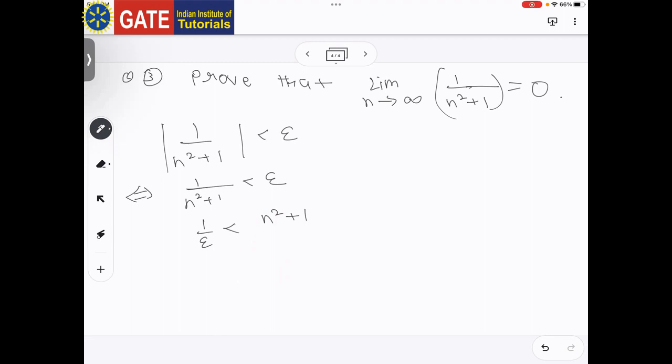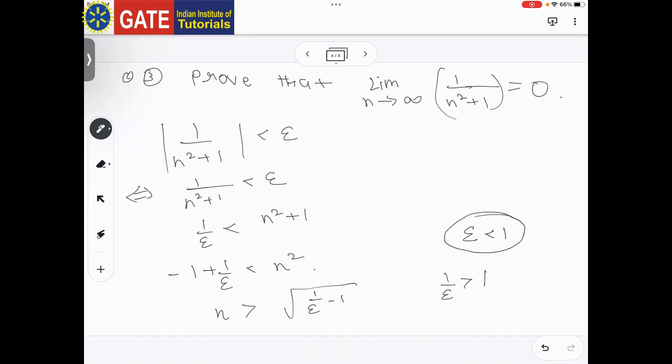Sir, 1 minus epsilon, you took the 1 to the other side. Yes, so 1 by epsilon minus 1 is less than n square. So then n is always greater than the square root of 1 minus epsilon by epsilon. Okay, so n is greater than square root of 1 by epsilon minus 1. But you have to choose your 1 by epsilon to be greater than 1. So your epsilon has to be less than 1. Then only this will hold. But if your epsilon is greater than 1, then this will not be possible.